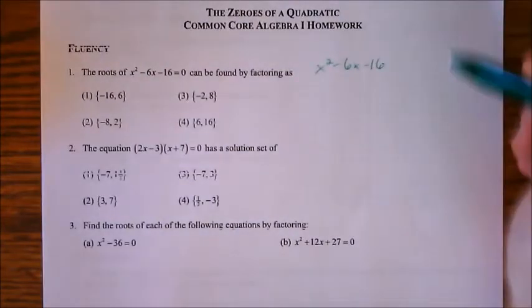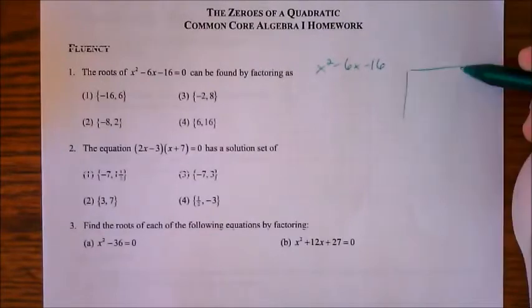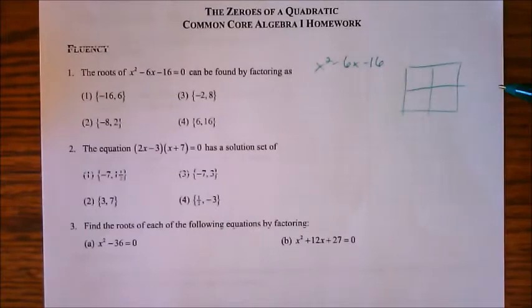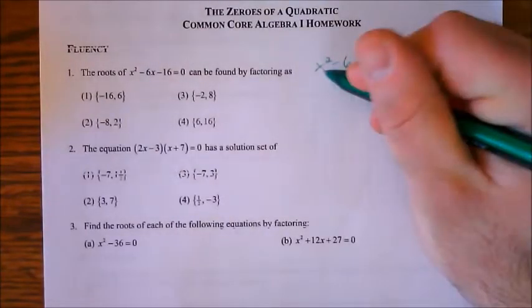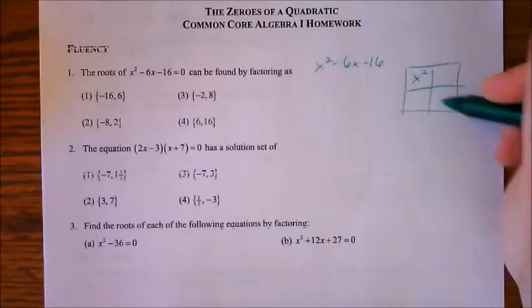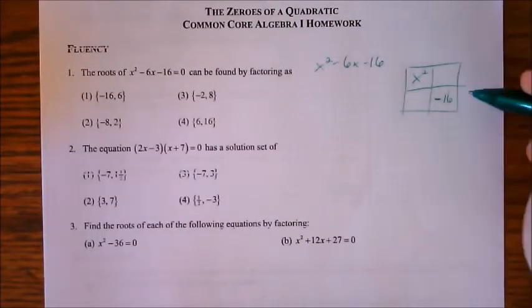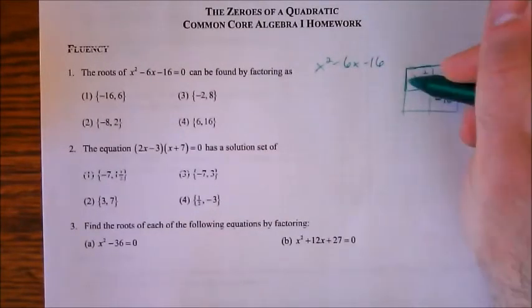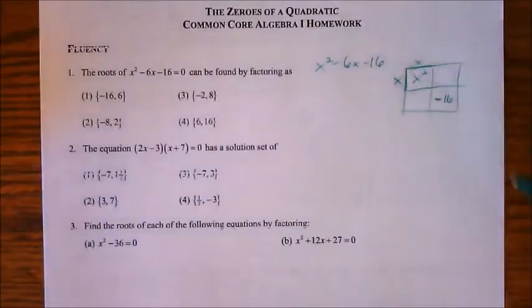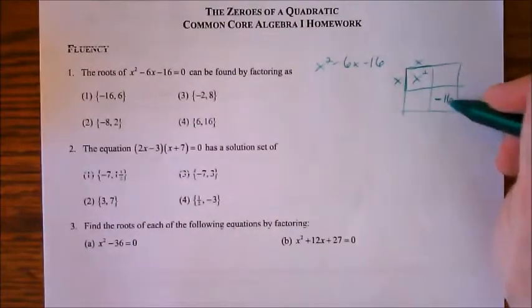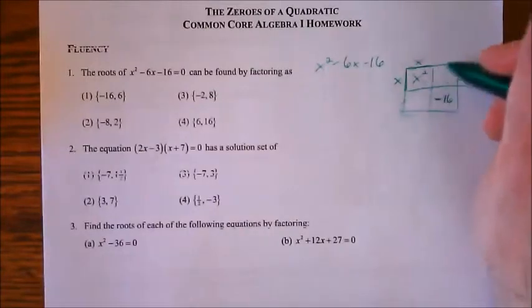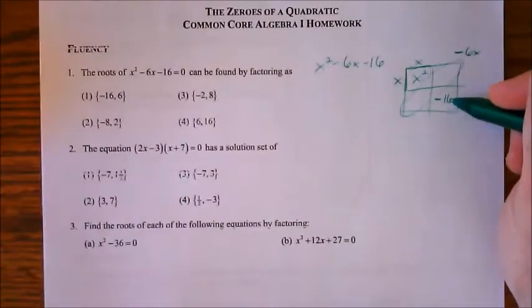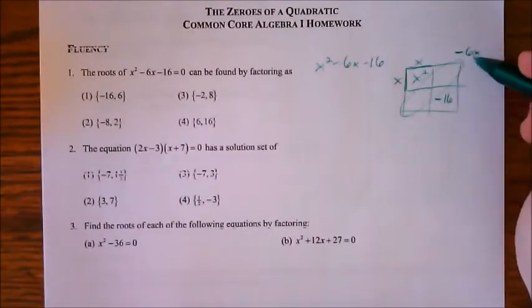One way, as a visual, is if we make something that looks like this. We know this square would be x squared, and down here would be minus 16. So these two have to multiply to give us x squared, so x times x. We would need two things that multiply to give us minus 16, and then these two would have to combine to make minus 6x, or just minus 6. So think of two numbers that multiply to give us 16 and put together to make minus 6.